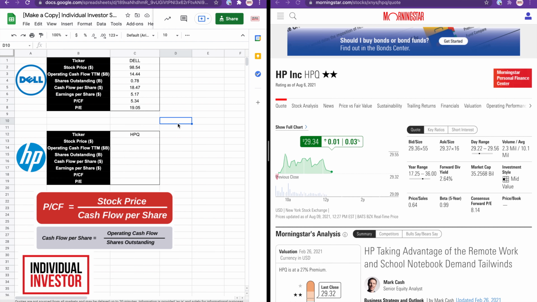As usual, I'm going to be using a Google Sheet to keep all the data in one place. In fact, I've gone ahead and already calculated everything for Dell to save us some time. So let's just do HP from scratch here, and then we'll compare the figures. Pretty much all the figures could be pulled from Google Finance. I'm just going to be using Morningstar to find the operating cash flow for the trailing 12 months, which is what we need for the price to cash flow analysis.